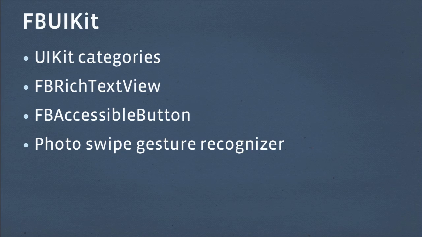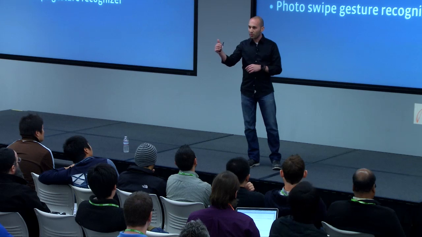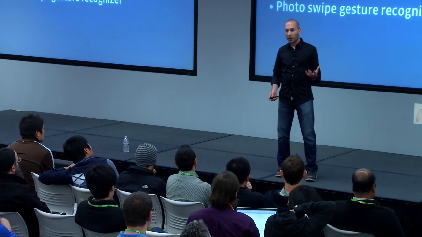And then our photo swipe gesture recognizer, right? So when you tap on a photo in the news feed, it comes full screen, and when you pull it back, it has this really nice spring-loaded gesture that puts it back into place. We actually use that in several of our apps, and that's a gesture recognizer in FBUIKit. Now, getting a little bit away from what Apple has in terms of structure, we also have FBDataModel.